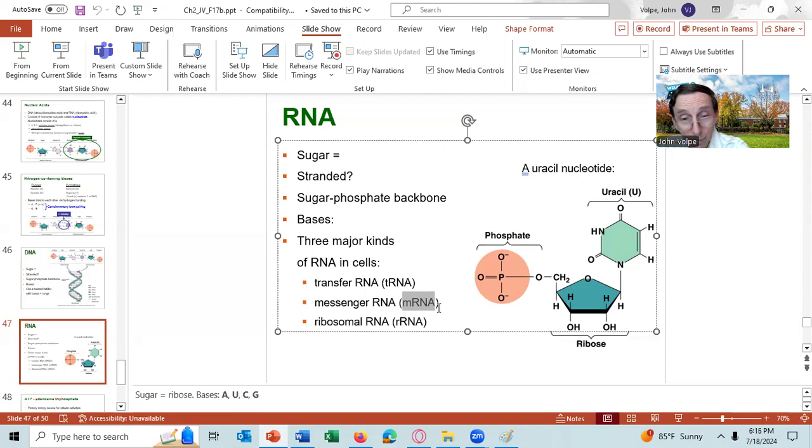Most genes code for messenger RNA. Only a few genes code for tRNA, and only a few genes code for rRNA. And then this is just something you can know for trivia, and that is most of the RNA in your cell is actually ribosomal RNA, even though most of the genes code for messenger RNA. Is that clear? All right.